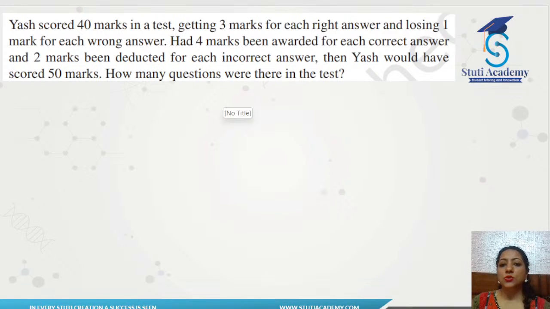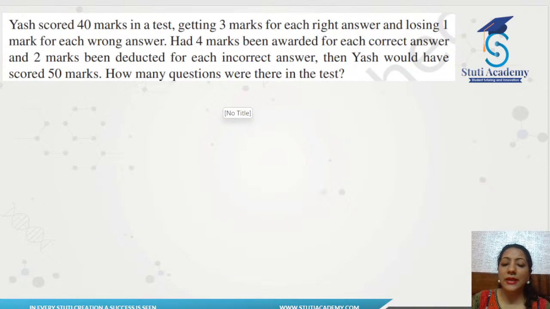Now, this is case 2. Had 4 marks been awarded for each correct answer, so instead of 3 marks, if 4 marks had been awarded for each correct answer and 2 marks been deducted for each incorrect answer, so instead of losing 1 mark for every wrong answer, he would have lost 2 marks for every incorrect answer, then Yash would have scored 50 marks.